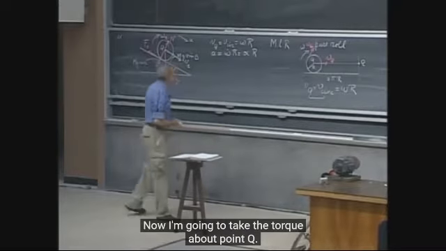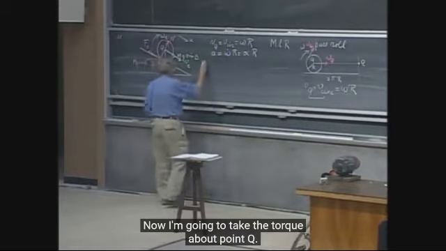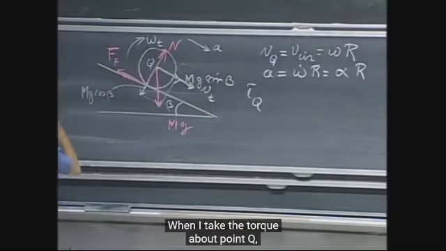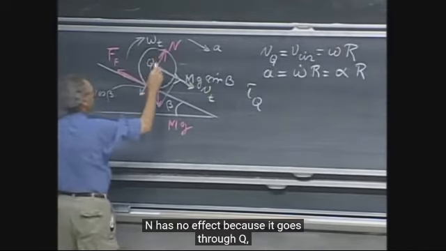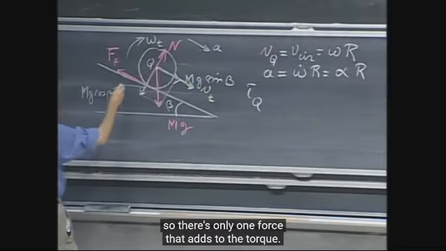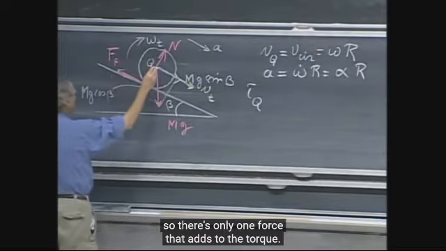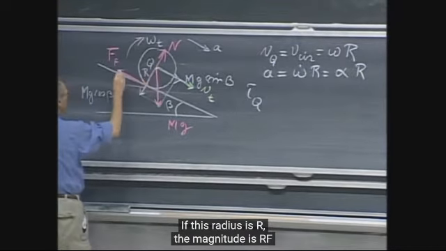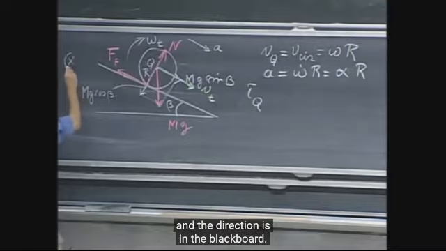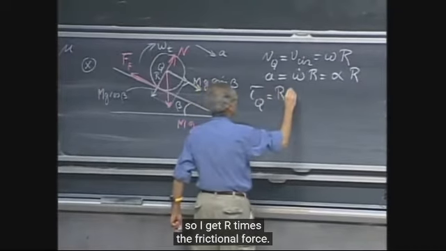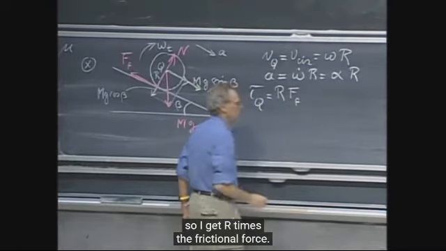Now I'm going to take the torque about point Q. When I take the torque about point Q, N has no effect because it goes through Q, mg has no effect because it goes through Q, so there's only one force that adds to the torque. If this radius is r, the magnitude is rf, and the direction is into the blackboard. But I'm only interested in the magnitude for now, so I get r times the frictional force.